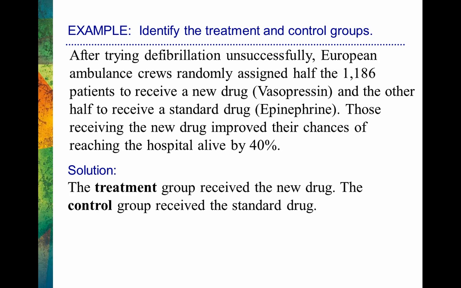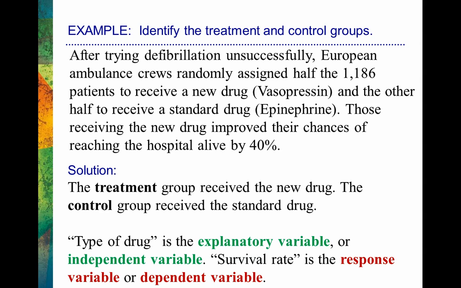There are some other terms that I want to talk to you about in this situation. The type of drug in this case has two different levels. They're either receiving the new drug or the standard drug. That's the explanatory variable, the type of drug. And the response variable is the survival rate. So we're trying to determine if the type of drug they received had an effect on if they reached the hospital alive, the survival rates.